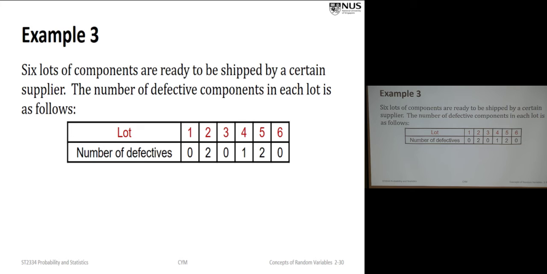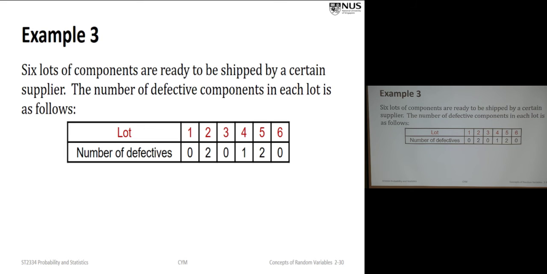Now, the lots are labeled 1, 2, 3, 4, 5, 6. It's just a label. But for lot 1, there are no defectives. Lot 2, there are 2 defectives. All right? Okay?